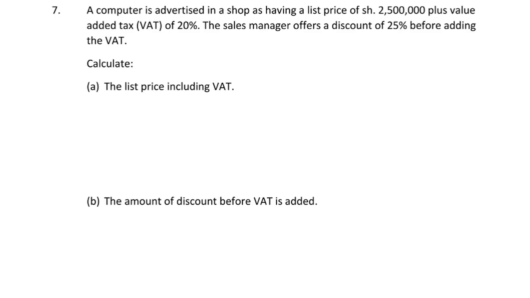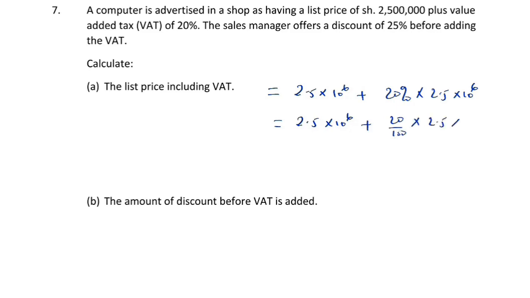Okay, so this is the percentage word problem. The list price including VAT equals 2.5 million plus 20% of 2.5 million as VAT. So we are going to have 2.5 million plus 20 over 100 times 2.5 million, which after solving the values we are going to have 3 million.